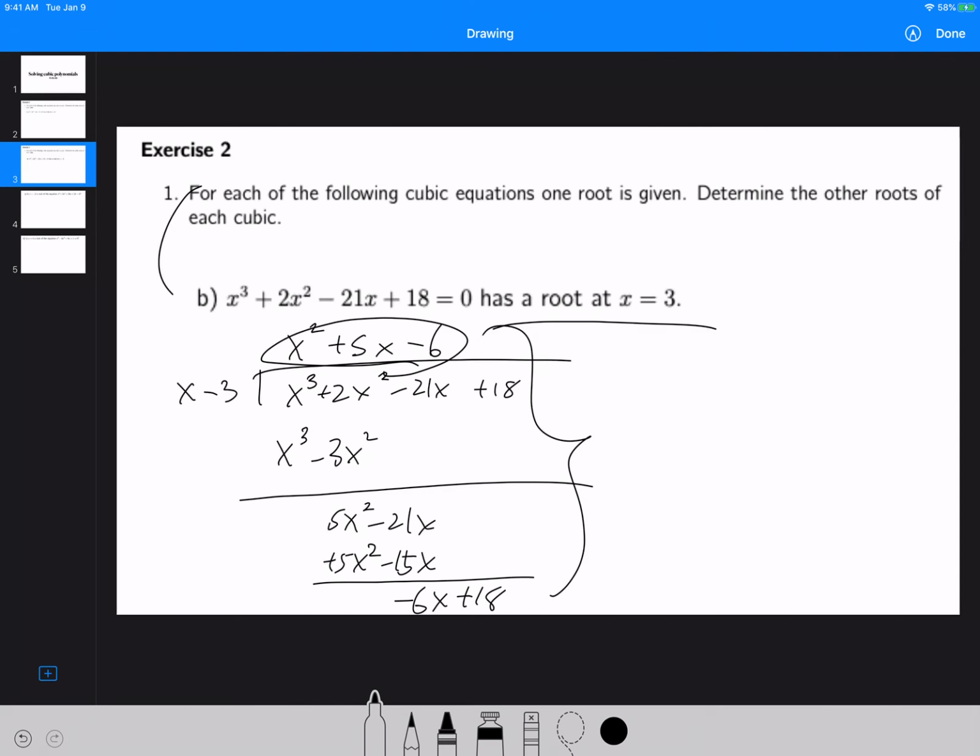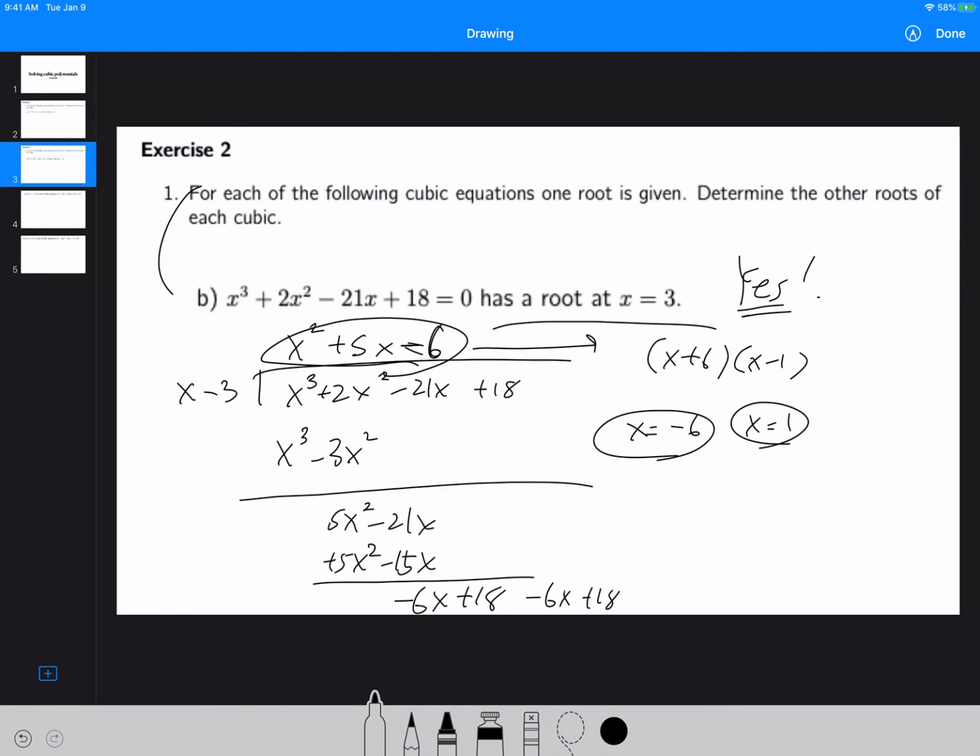So here, if you were to multiply the minus 6 with plus 18, you get minus 6x plus 18 once you distribute them. So the answer here should be a yes, absolutely. And obviously this one can also be factored: (x + 6)(x − 1). So my other two roots would be these two. Sorry, it's not a no, it's a yes.